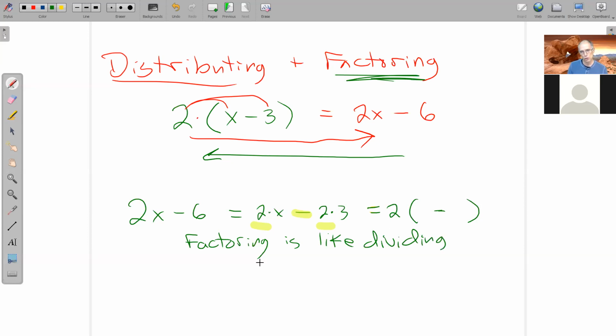What if I took this 2x here and divided it by 2? Well, 2 divided by 2 is 1, so that would give me just an x. And what if I took this 2 times 3, which was a 6, what if I divided that by 2? Well, 6 divided by 2 is 3. So factoring is like dividing. You decide what the common thing is you can divide out, you pull it out, and then you divide to see what's left there. And so we're going to practice this on a couple more problems, and I'm going to show a place where it's really useful.